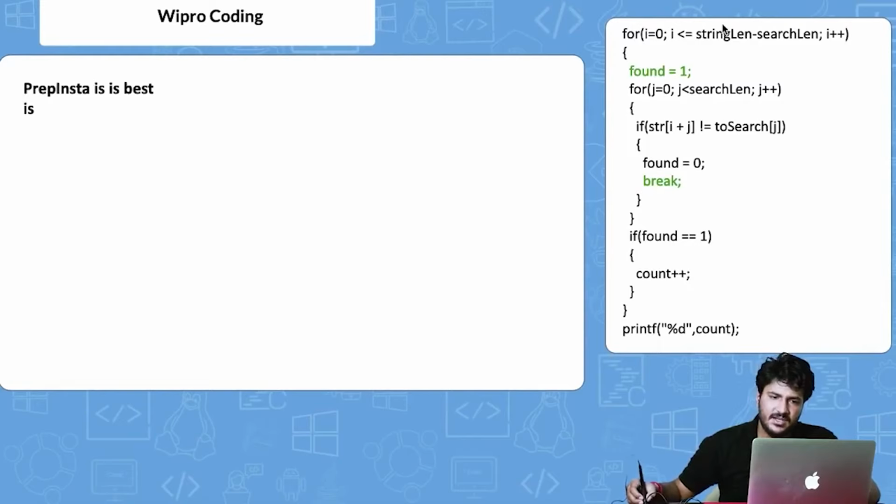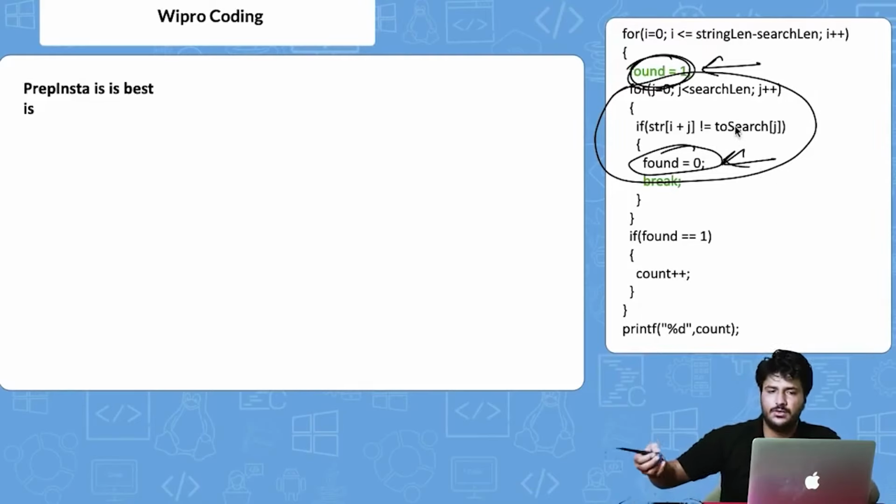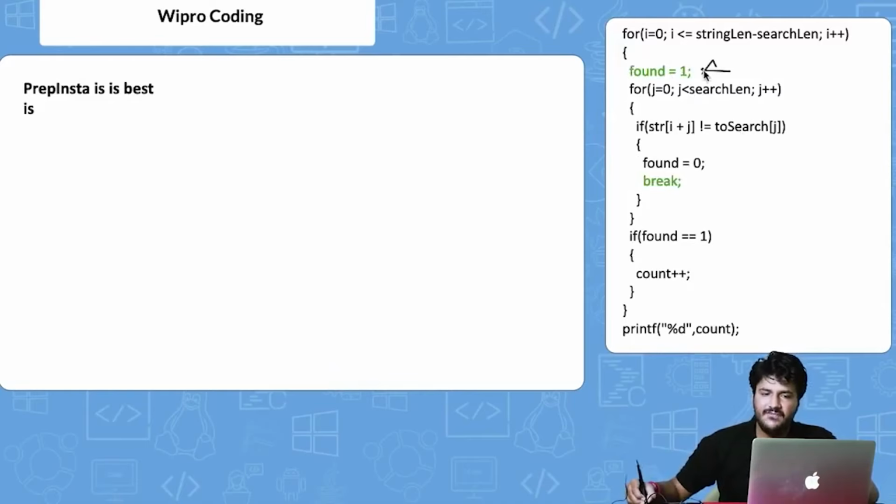So let's not waste time. Let's run it here. The string length for this is 20, I already know about it, and the search length is 2, because the length of this whole thing is 20 and the length of this is 2. So what we are doing is running this loop. Initially we say, okay, we have found it, so found value is 1, and then using the whole code that we have written here, we are assigning found equals 0 based upon some condition. So obviously, if the found value remains 1, in that case it's found. If the found value becomes 0, in that case it's not found.